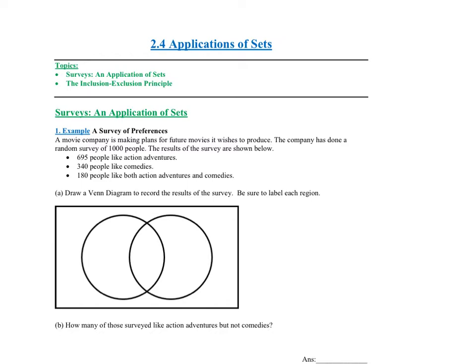Well, sets, and particularly Venn diagrams, and understanding the different regions of the sets can have really, really good visual interpretations of different types of problems. For instance, we'll look at a lot of survey problems, and we can use the Venn diagrams to represent these survey problems very, very well.